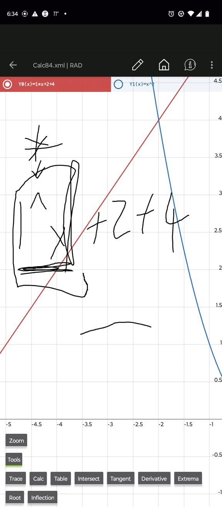Oh, and before I actually go, a moment of silence where you actually see the slope.